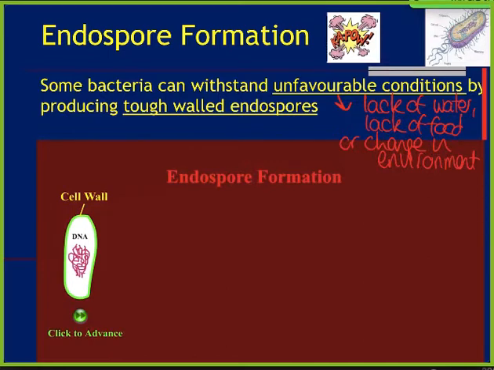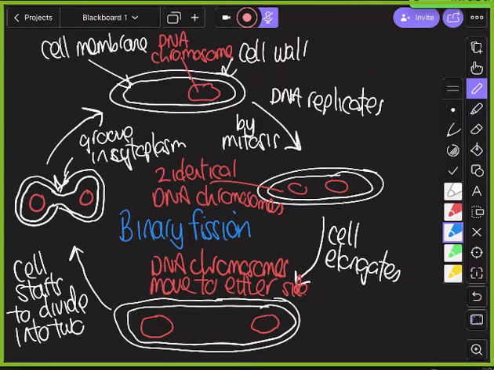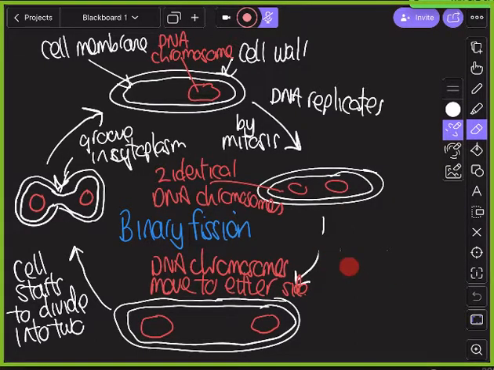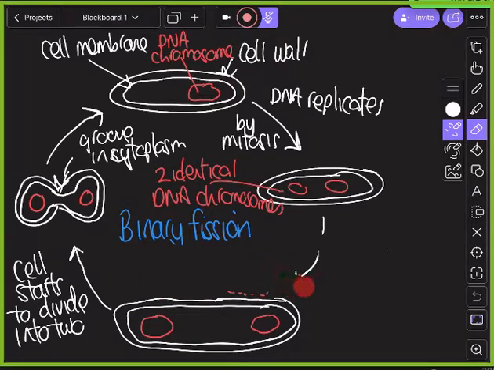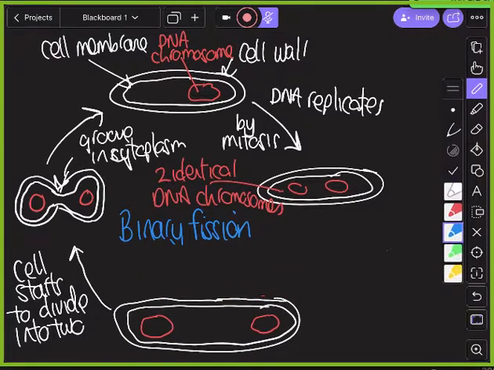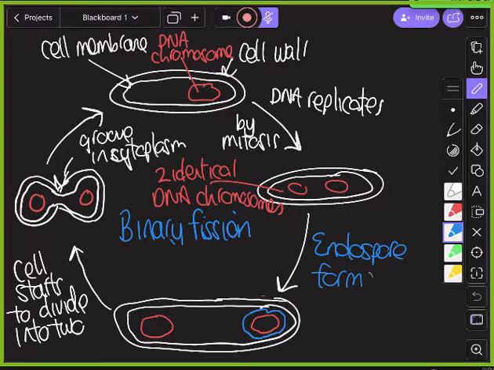So if we go back and have a look at the diagram that we drew for binary fission, we're going to change it ever so slightly now. We're still getting our beginning, except we are now getting rid of our cell elongates. So the first two pictures are going to be the same, except our third picture now, we're making it different in that we now have our endospore forms around one of the DNA chromosomes.